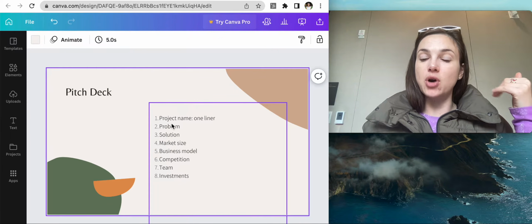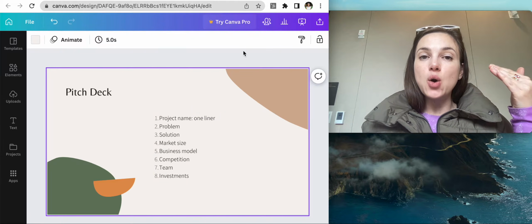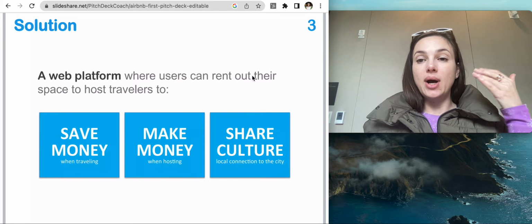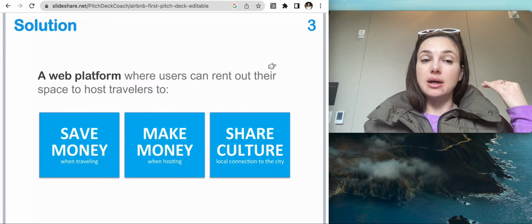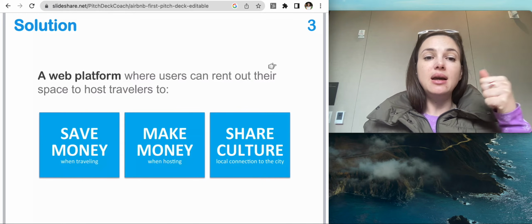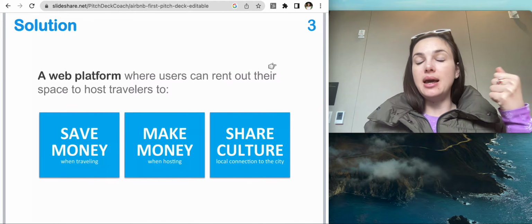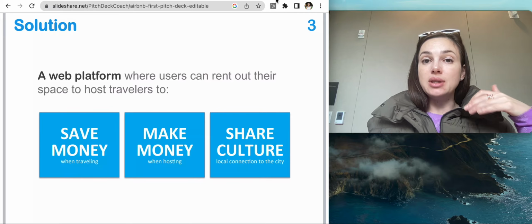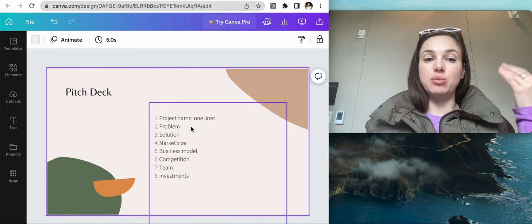After we explain the problem, we explain the solution. Now we explain how we're going to solve this problem with our product. And they say, well, we want to create a web platform so people can rent rooms with locals and they will save money. Those who are hosting will make money, and there will be some culture sharing between the two. So you explain how you solve this massive problem that exists on the market.